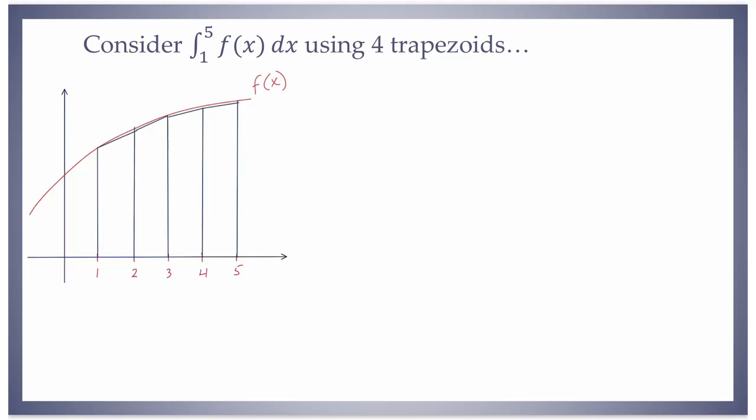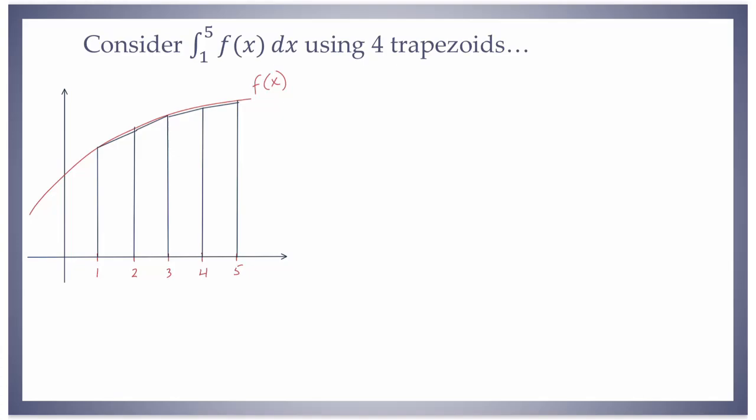Here I have a function, just a random function, drawn here in red. And I'm going to consider trying to find the area under the curve from 1 to 5 using 4 trapezoids. You can see that I've already drawn them in. So from 1 to 5, using 4 trapezoids, it was pretty easy to determine that the distance here, the dx, if you will, has to be 1. And that represents the height of the trapezoid. We're going to take little baby steps here.